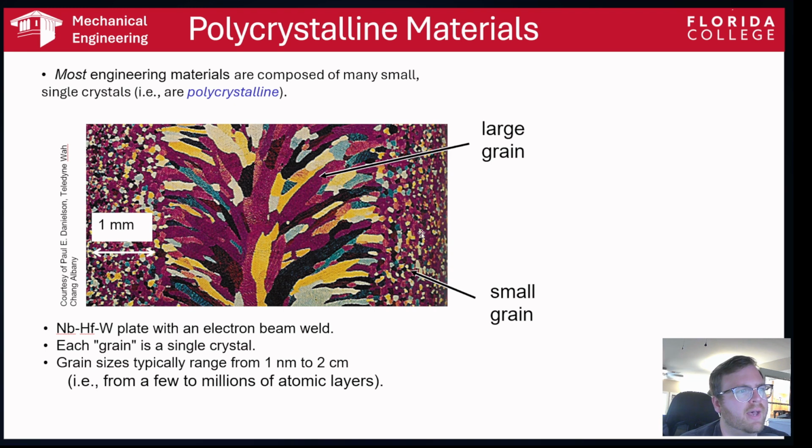So we have very fine or small grains on this side, and then we have really large grains on that side. So each grain is a single crystal, and the grain sizes typically range from about 1 nanometer to 2 centimeters. So from a few to millions of atomic layers.